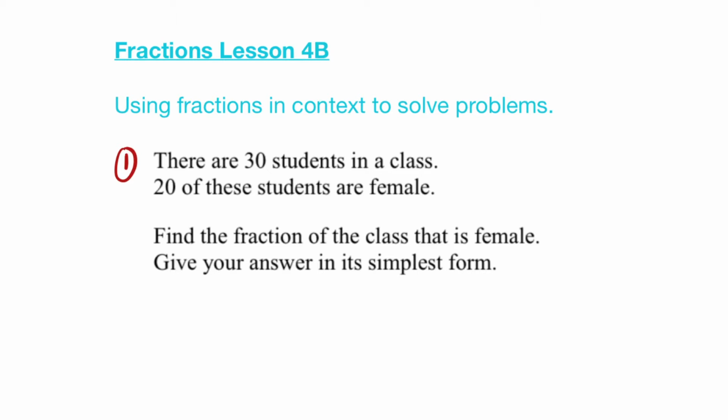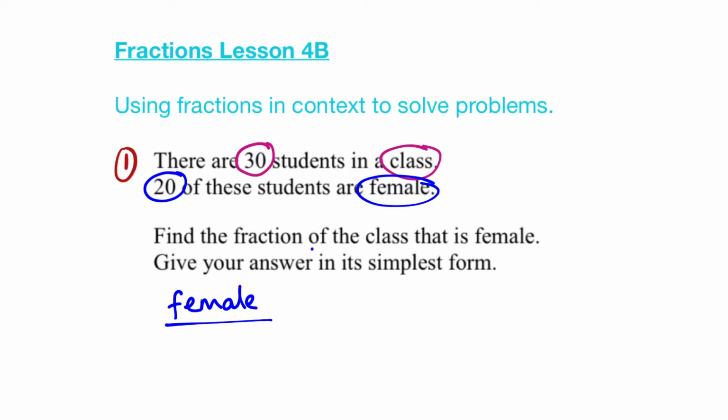Our first question is, there are 30 students in a class. 20 of these students are female. Find the fraction of the class that is female. Give your answer in its simplest form. So we need to know that we've got 30 students in the class, and 20 of these students are female. Find the fraction of the class that is female. What that means is we need the number of female people in the class out of the whole class.